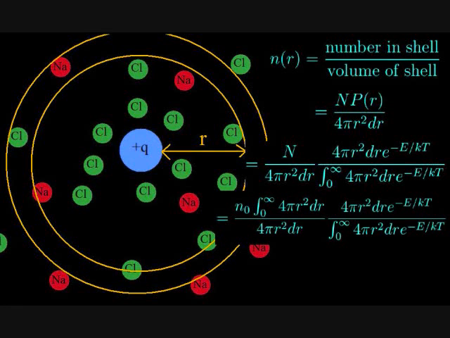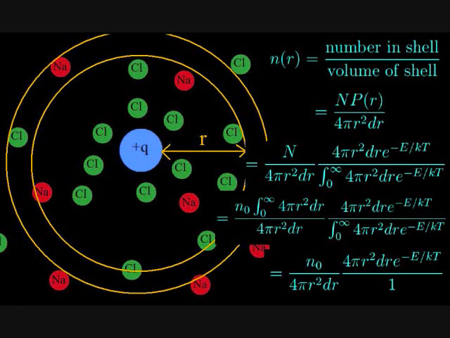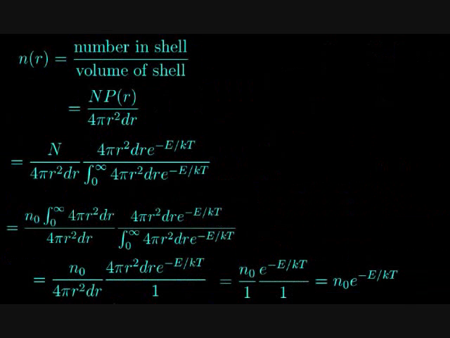We can write the total number of ions as the average concentration N naught times the volume, and we can write the volume as the integral of 1 over all space. The integrals cancel because they both go to infinity at the same rate. This is because we assume the energy of an ion is 0 at infinity, so the exponential is 1, and the two integrals are the same. The 4 pi r squared dr cancels. The result is that the concentration of ions is the average concentration times the Boltzmann factor.